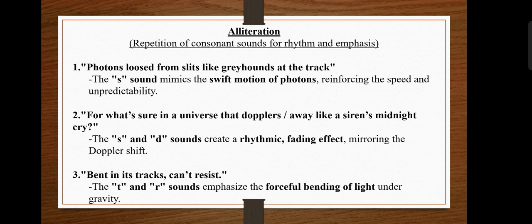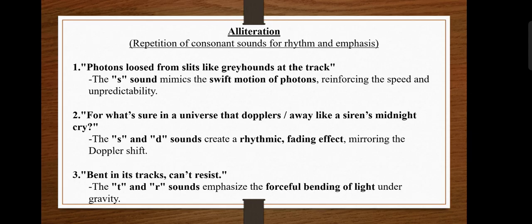Next comes alliteration. Alliteration means the repetition of consonant sounds in poetry for rhythm and emphasis. So, in the line "photons loosed from slits like greyhounds at the track," the S sound mimics the swift motion of photons. Photons loosed from slits. So it is reinforcing the speed and unpredictability. And in the next line, "for what sure in a universe that Doppler's away like a siren's midnight cry," the S and D sounds create a rhythmic and fading effect. And it is mirroring the Doppler shift in this line.